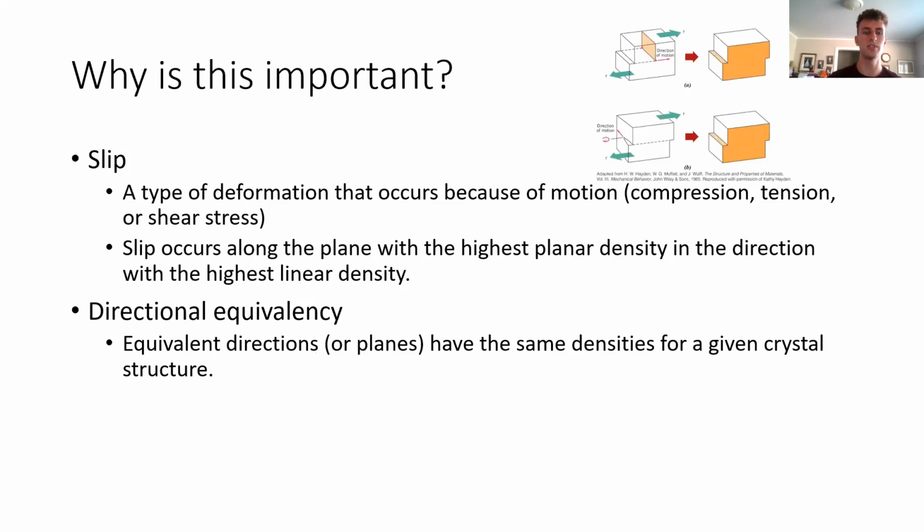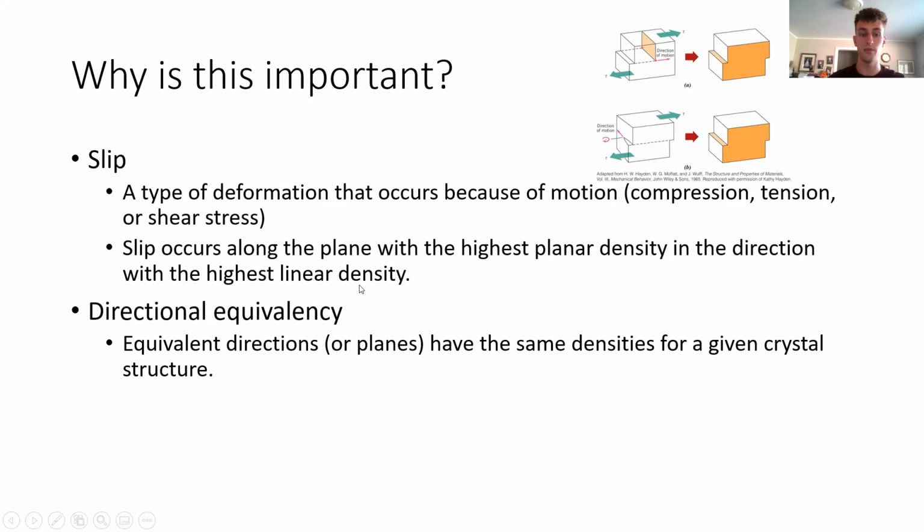So why is all this important? How does this help us at all? It's a good question. There are 2 reasons this is important to know: slip and directional equivalency. Slip is a type of deformation that occurs because of motion, so either compression, tension, or shear stress. Slip generally will occur along the plane with the highest planar density in the direction with the highest linear density. Let's say it again: it occurs along the plane with the highest planar density in the direction with the highest linear density.